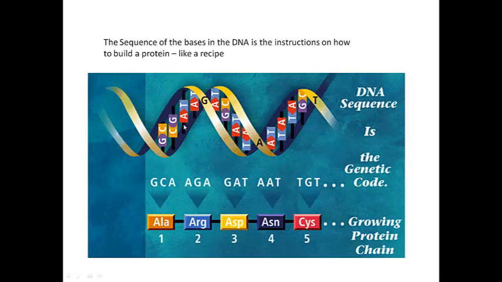Here GCA will mean the amino acid alanine is selected. AGA will mean the amino acid arginine is joined on. The bases GAT will mean asparagine or aspartic acid is joined up. And lastly, AAT, and this one I think is asparagine, is joined in position number 4.